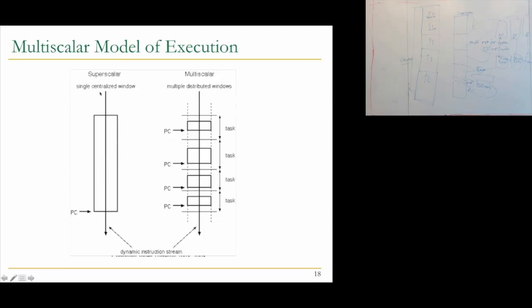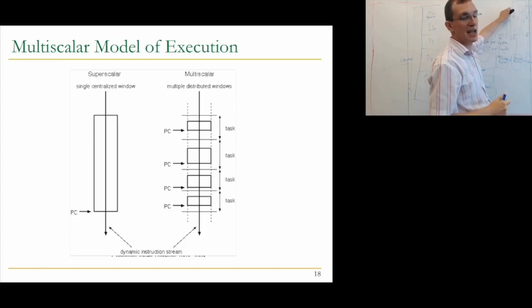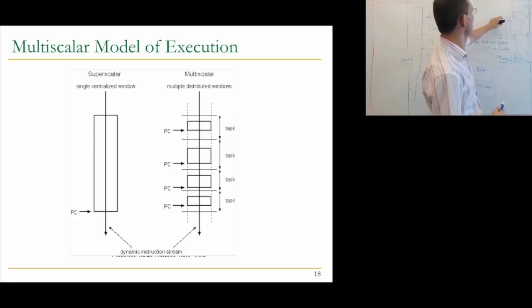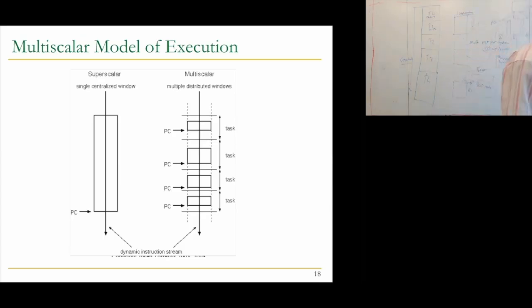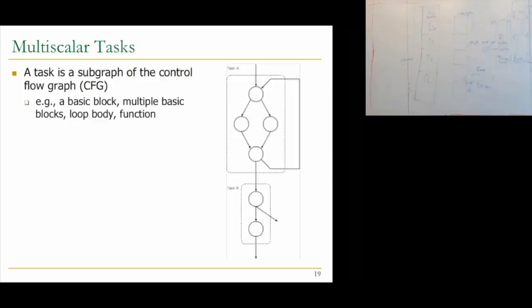With the superscalar processor, you have a single centralized window, and you have a single program counter, and this is a dynamic instruction stream. With multiscalar processor, you have multiple distributed windows. You basically have multiple program counters. You have program counter 0, program counter 1, dot, dot, dot, over here. And there's a task selection, task assigner over here that assigns different tasks to different cores. So you need to have that centralized engine that actually assigns which task should go to which core. Okay?